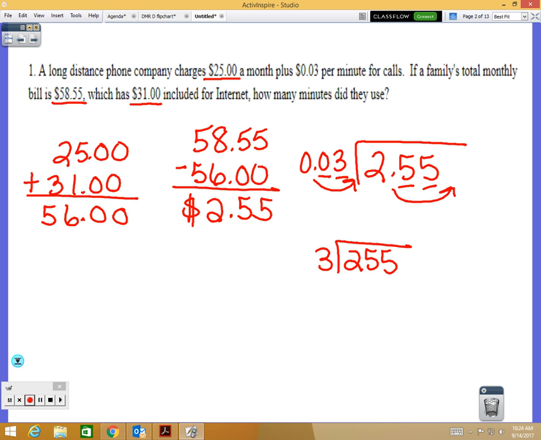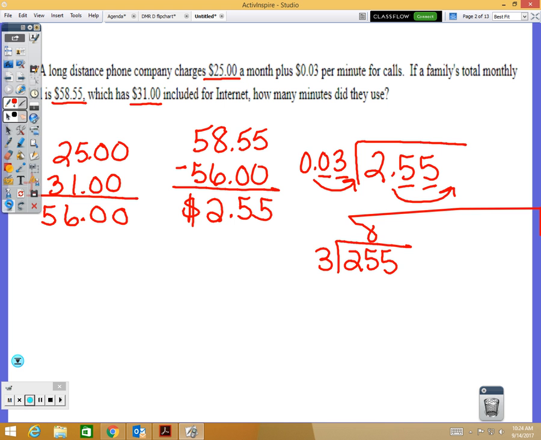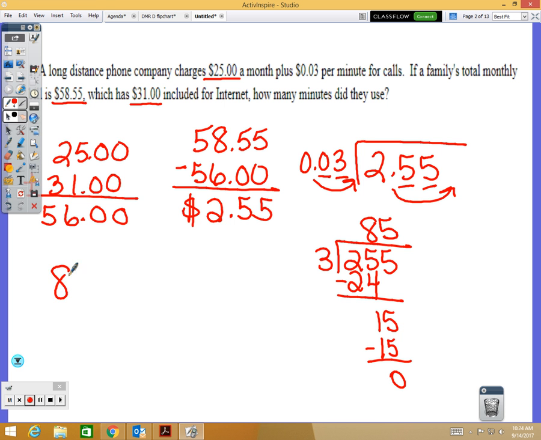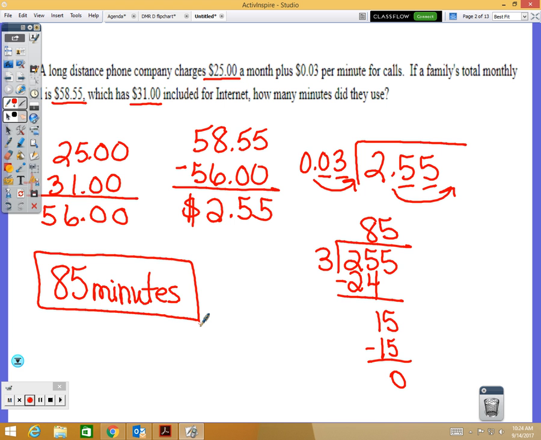3 goes into 25 8 times. One left over. Bring down your 5. 3 goes into 15 5 times. And there is not a remainder. So you are finished. So that 85 represents how many minutes? So your final answer is 85 minutes. I would not count it wrong if you didn't put minutes, no.